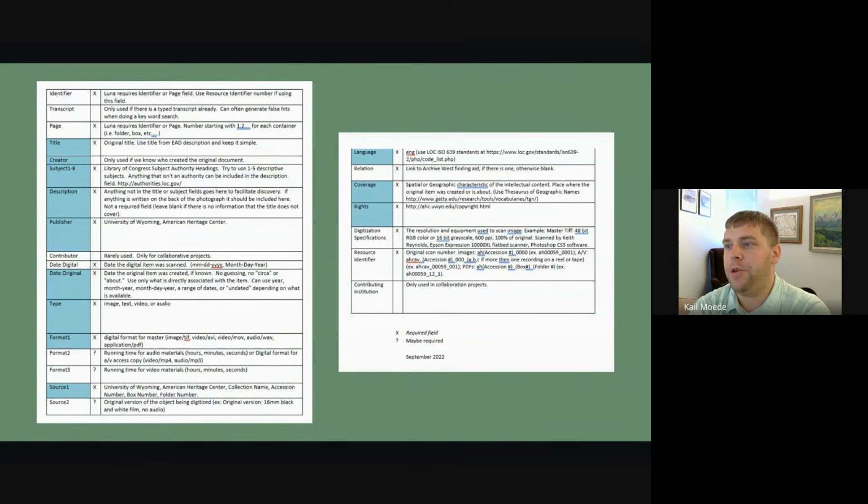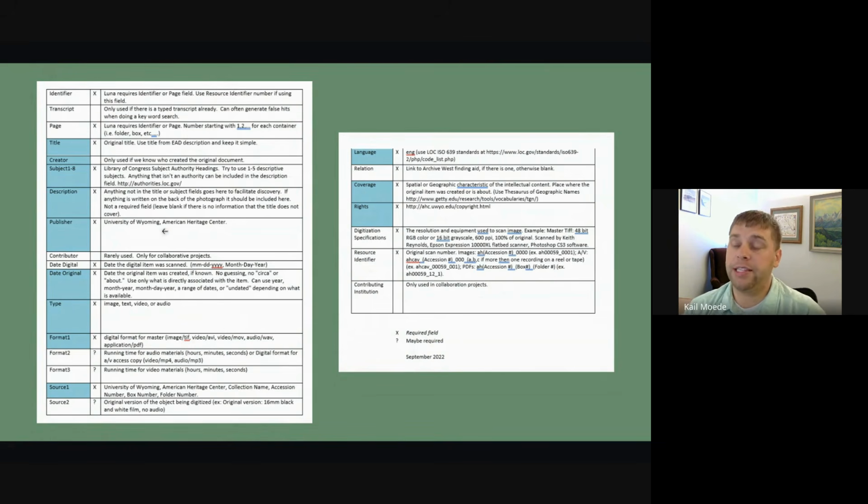Here at the AHC, we use what we call modified Dublin Core. So this is the worksheet that we work off of. We have all of these fields from identifier all the way down to contributing institution. But we just use this worksheet as a cheat sheet to tell you what your metadata should contain.